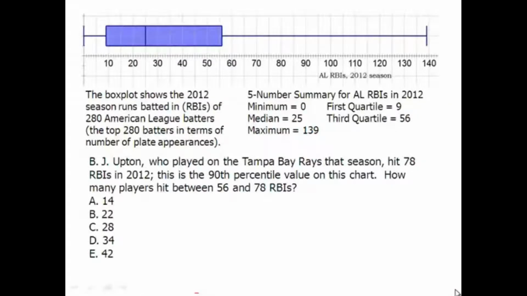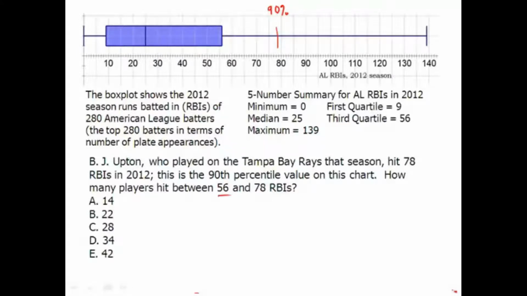B.J. Upton, who played on the Rays that season, hit 78 RBIs in 2012. This is the 90th percentile on this chart. How many players hit between 56 and 78 RBIs? So first of all, 78, which is about here, that is the 90th percentile. Okay, it means that it's above 90% of the distribution.